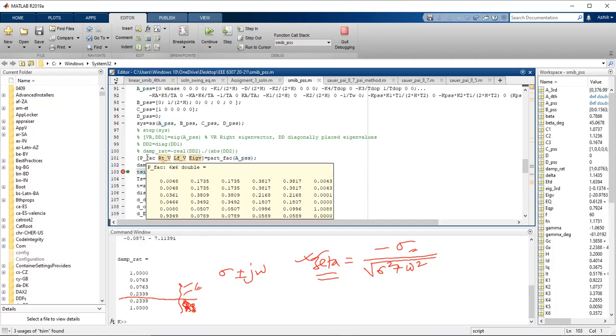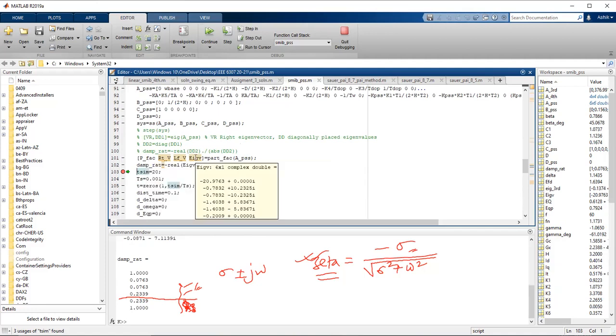So that's done. Now you see it is 6 by 6, because with one stage PSS, your system matrix size would be increased by 2. It was 4 by 4 with exciter only. Now with PSS, it has become 6 by 6. So you see the participation matrix is also updated. Let's check the eigenvalues.